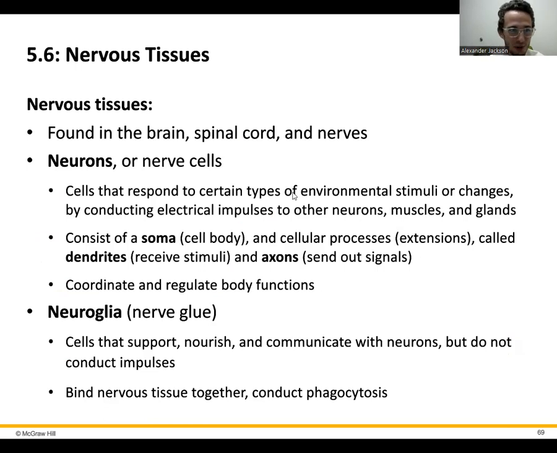Finally, we're almost there. You're doing great. Nervous tissue. Nervous tissue is found in the brain, spinal cord, and the nerves that connect them. And this all exists to basically tell your body what to do when, as well as to receive information and integrate it within your central nervous system.